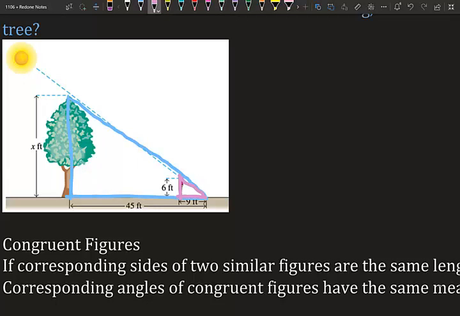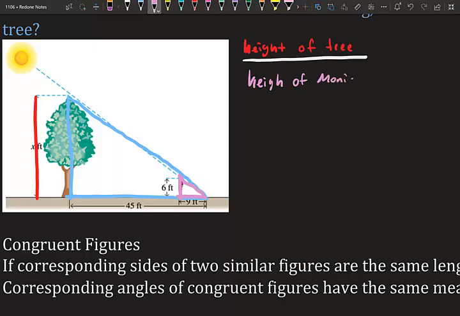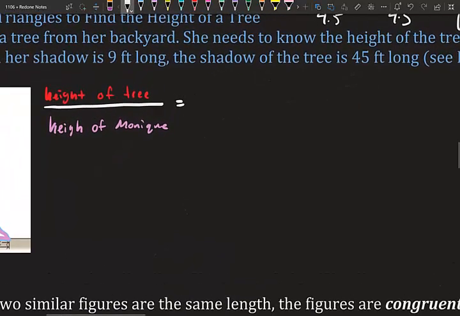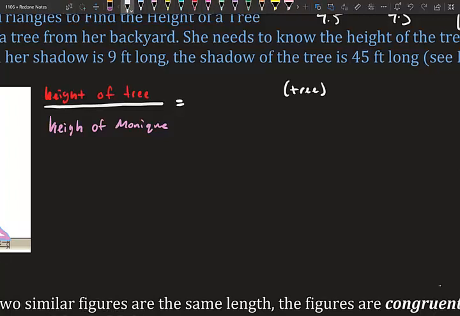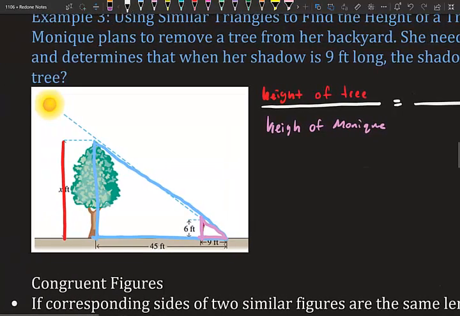So we have two figures that are similar. We want to know the height of the tree. So that's what we need to find out first, so that's what goes on top, height of the tree. Now we have to have something that correlates to the height of the tree. Well, we know the height of Monique, because those are the corresponding sides. And that's going to equal, so on top, do you notice we have tree on top? And on the bottom, we have Monique. So that means when we do the numerator, we want to keep with the tree, and the denominator, we want to keep with Monique.